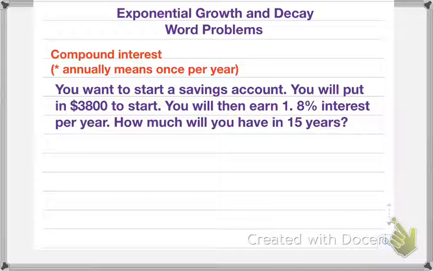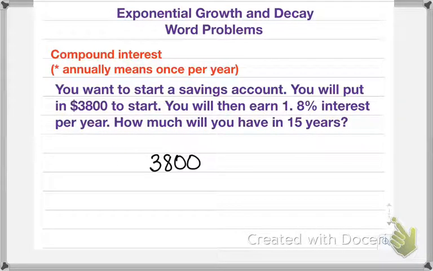So the first one is on compound interest. Remember that annually means once per year. For this particular one, you want to start a savings account and you will put in $3,800 to start. You will then earn 1.8% interest per year. How much will you have in 15 years? So we think about this as compound interest. We know that we have a starting amount of $3,800, so we're going to work with $3,800 as our initial.